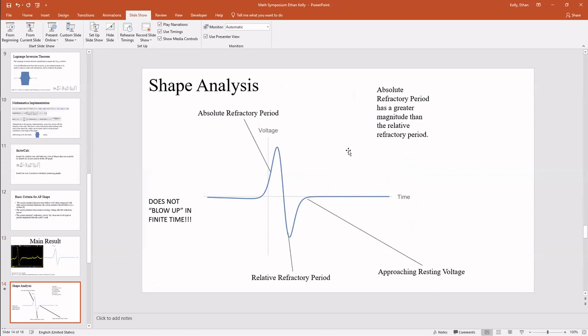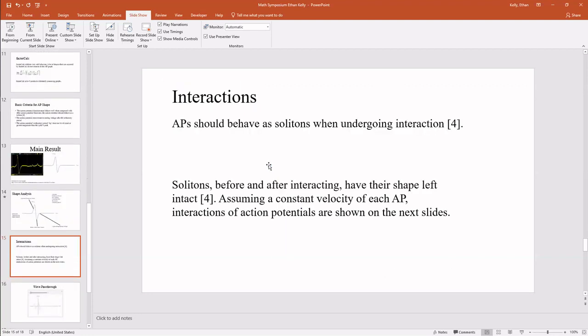One really important thing is that it does not blow up in finite time. You can go to either end and it stays at 0, nothing blows up. It's fantastic. Here we have the absolute refractory period. Here you have the dip down I was talking about, the relative refractory period. And here we have where it's approaching the resting voltage from below. The shape meets those basic criteria, works very well.